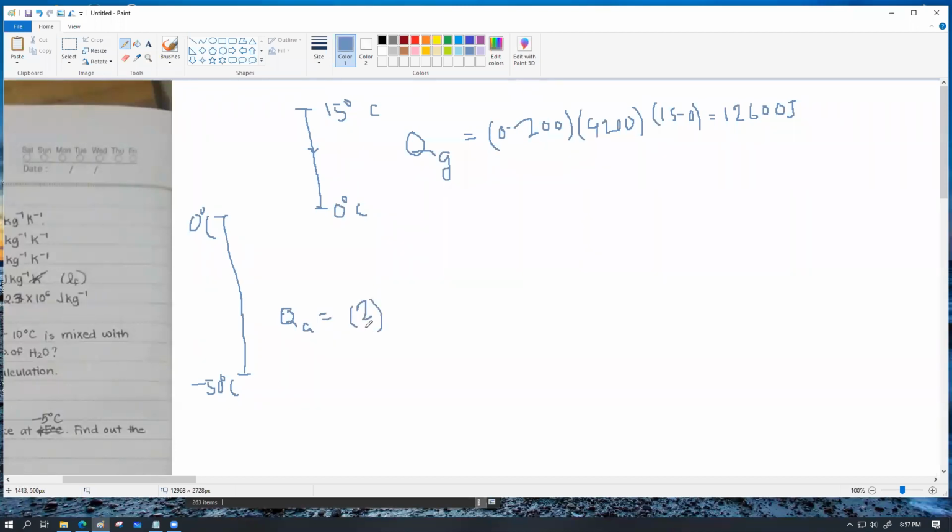2 into 2100. This is ice, not water, into 50 minus 0. Or you could do 0 minus 50. I'll do 0 minus 50. That's easier for many of our brains to understand. Always big minus small, because we are trying to get non-negative values. What does this come to? 21, then 4 zeros.